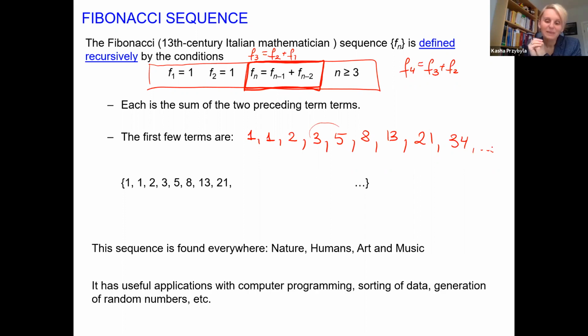First of all, these numbers create this sequence. If we look around, we can find it everywhere: in nature, in humans, in art, in music, creating a beautiful golden ratio. And of course, we use the Fibonacci sequence in computer programming, sorting data, generating numbers. Lots of applications. I have just a few funny pictures to show you. Let's see the nature.